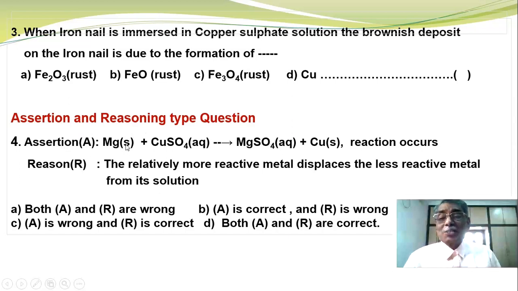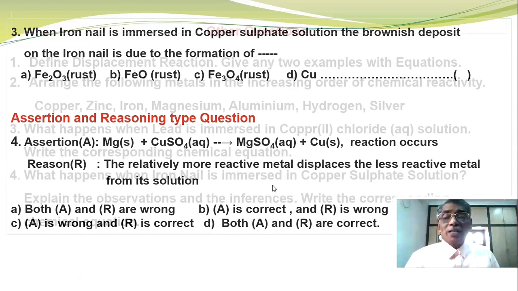Now, assertion and reasoning type question. Assertion, Mg plus CuSO4 gives rise to MgSO4 plus Cu. This reaction occurs. That is assertion. Reason, the relatively more reactive metal displaces the less reactive metal from its solution. This is the reason. Options: A, both A and R are wrong. B, A is correct and R is wrong. C, A is wrong and R is correct. D, both A and R are correct.